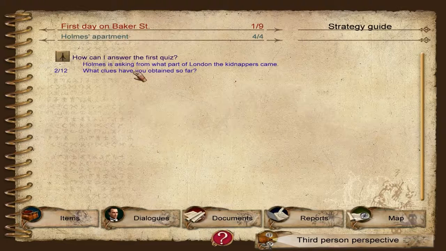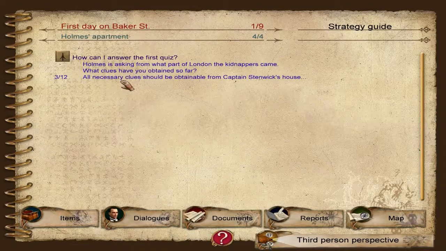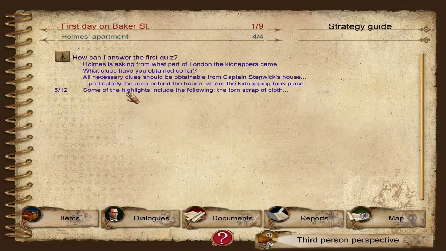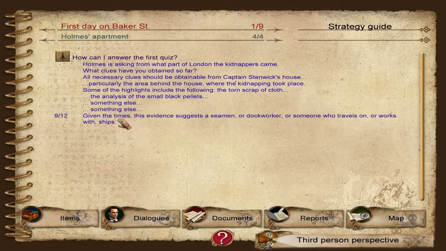What clues have you obtained so far? Well, I know he's a Hindi. All necessary clues should be obtainable from Captain Stennick's house. Yes, I know he's Hindi. And he's like a drug dealer or something. Something else? Given the times, this evidence suggests a seaman. The docks?